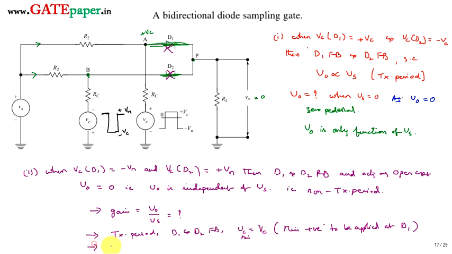And the third case, during the non-transmission period, both the diodes are reverse biased. So to keep both the diodes in reverse bias condition, what must be the minimum signal? That is, what is the value of Vn minimum? We will always consider only the positive magnitude. That is the minimum positive voltage to be applied to D2. Remember this one. For D2 we are applying positive Vn.